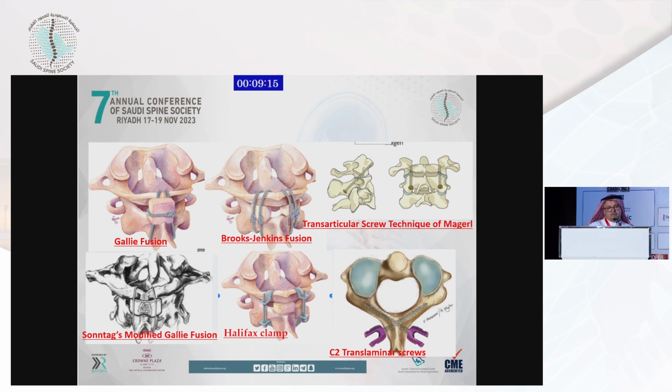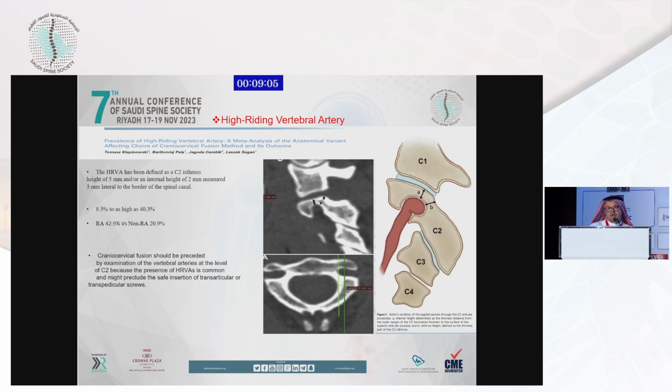Wiring was used before, but now we usually use it only as a supplement to polyaxial screw fixation. Whenever you are talking about C1-C2 surgery, you have to pay attention to the vertebral artery, especially the high-riding vertebral artery, which is the most common anatomical variation that you might find.